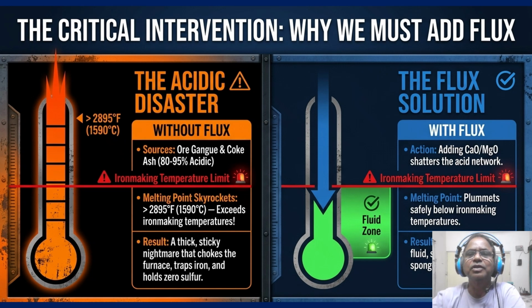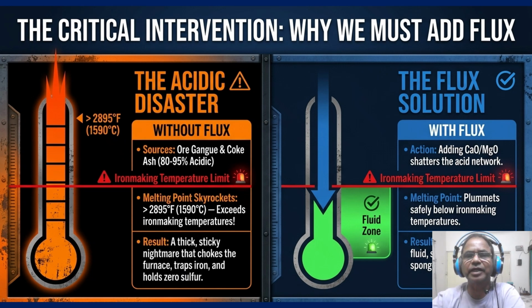Now coming to the acid versus base components. Let's break down the players in the slag chemistry. On the left side, labeled red, are the acids: silica, alumina, iron oxides. On the right side, labeled green, are the bases: CaO, MgO, FeO, MnO, K2O. Between them, a tetrahedral network breaks apart as bases are added. So look at the left column.